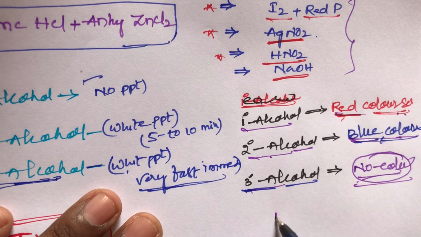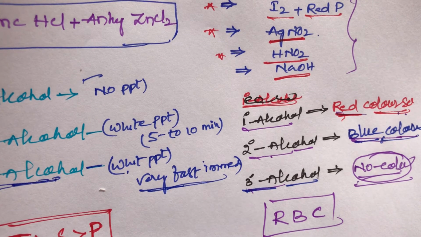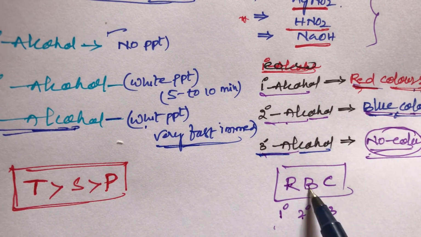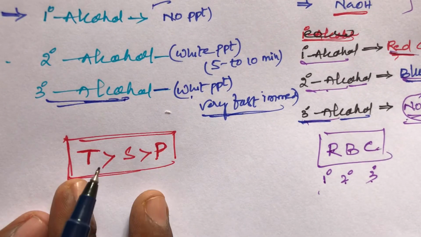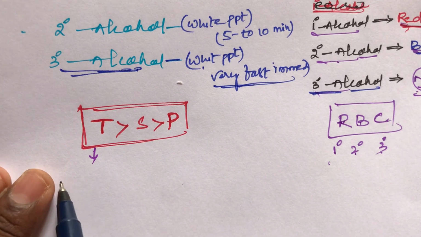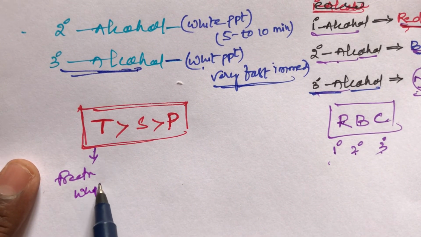That is a simple trick, student: RBC shortcut. RBC means red, blue, colorless. This is primary, secondary, tertiary. Primary gives red color, secondary gives blue color, tertiary gives no color, which means colorless. But for Lucas reagent, TSP: tertiary gives a white PPT within a fraction of a second.